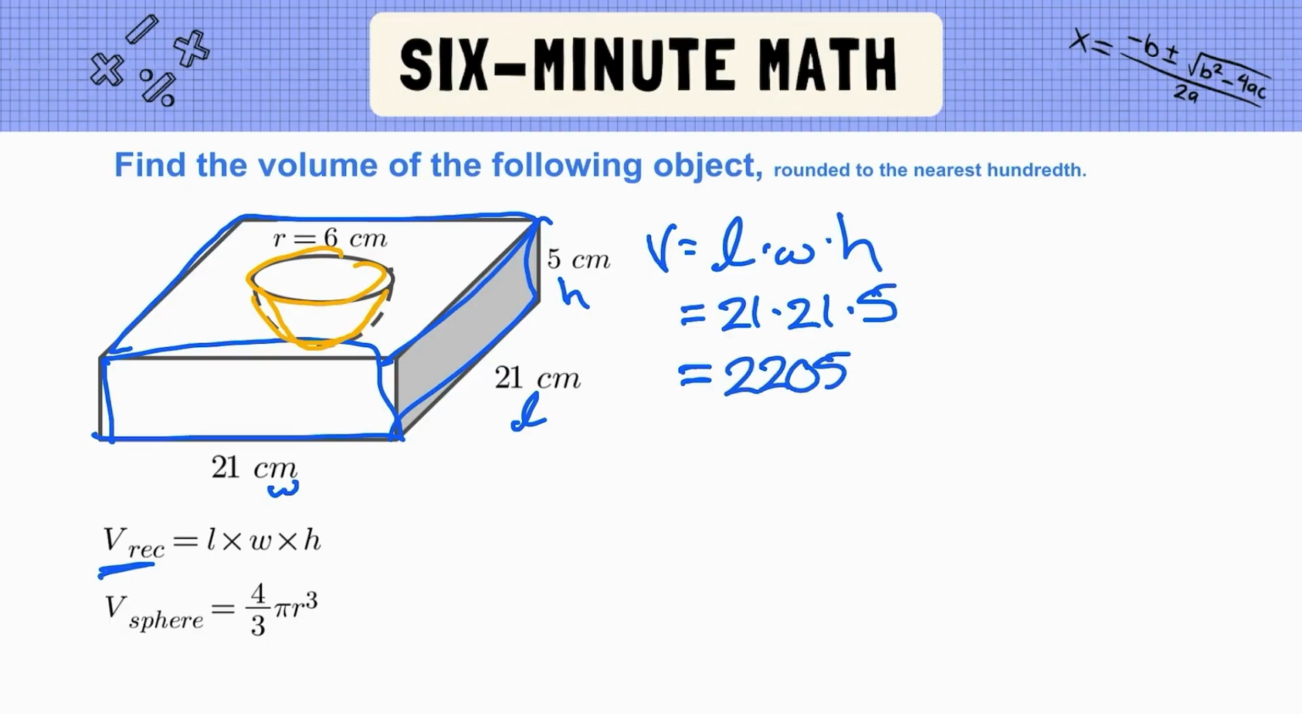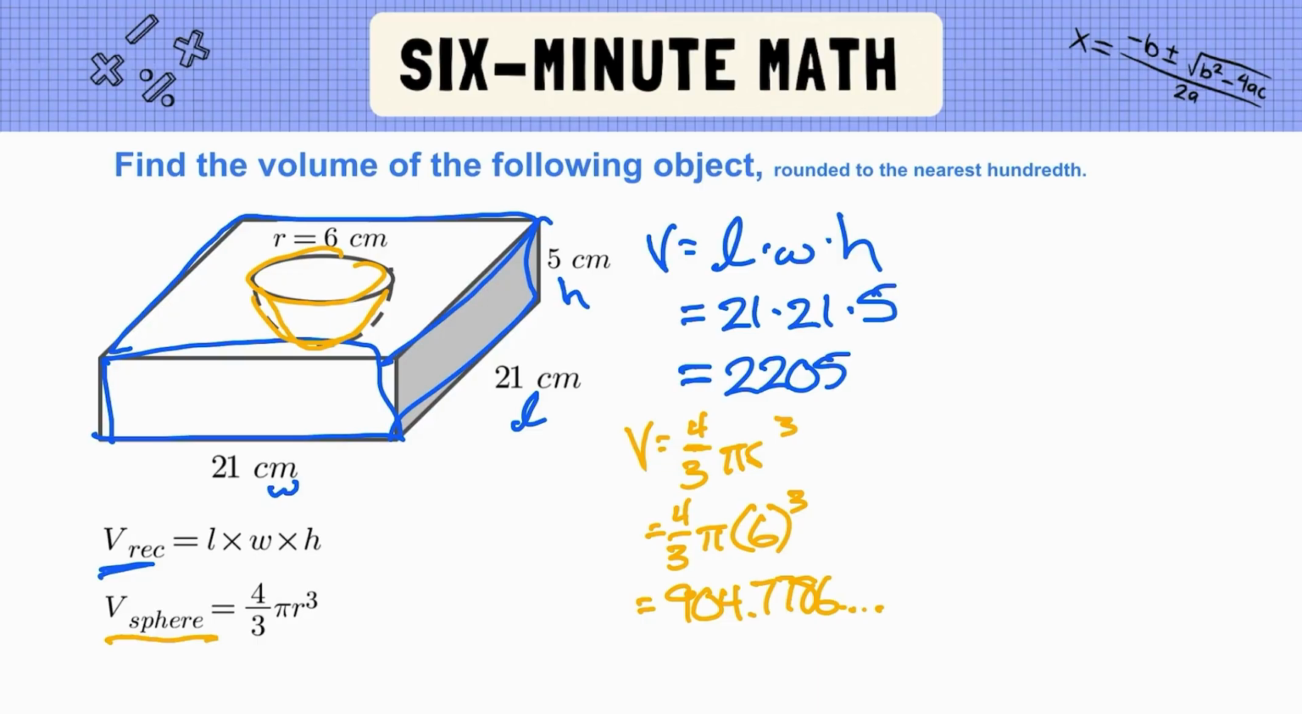2,205. We're now going to find the volume of our sphere here in yellow, and we're going to use that formula of 4/3 pi r cubed. Our radius is 6, so we have 4/3 times pi times 6 cubed, giving us a total spherical volume of 904.7786.